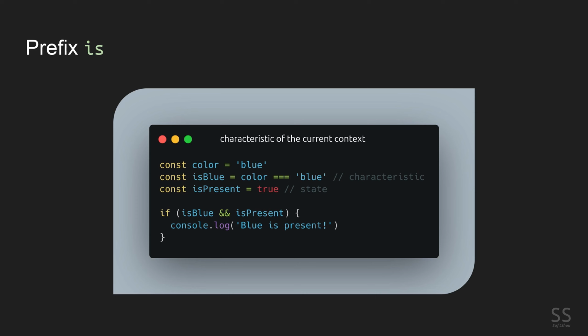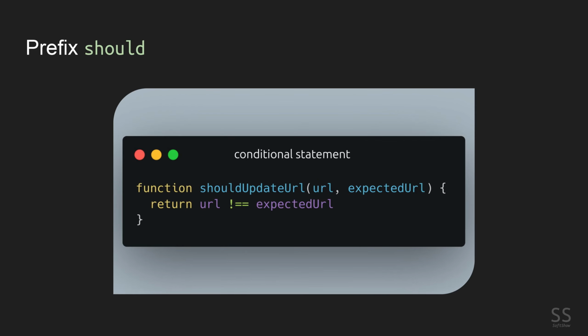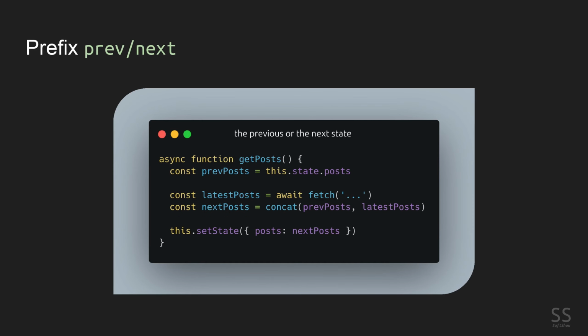Is describes a characteristic, usually a Boolean. Has indicates whether something possesses a value, Boolean. Should suggests a conditional action, Boolean. Min, max used for boundaries or limits. Prev, next, describes state transitions.